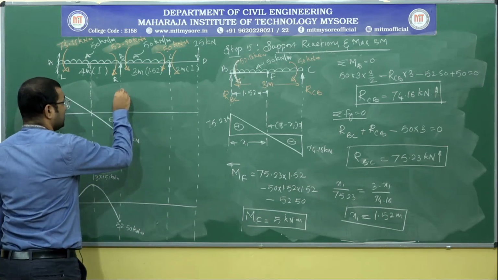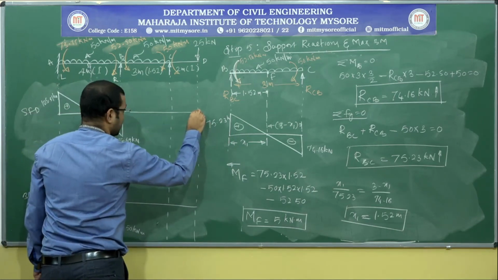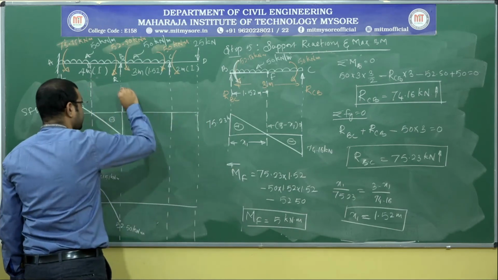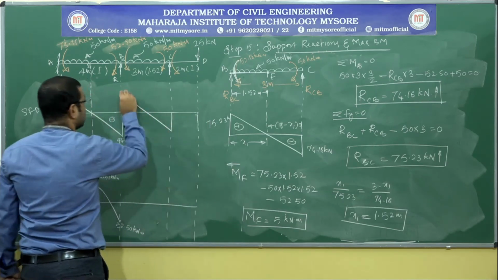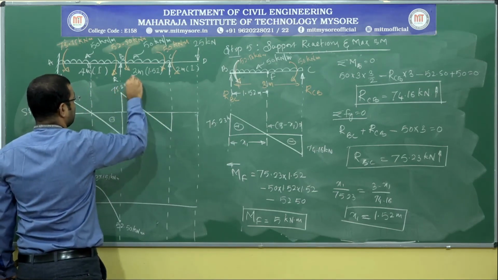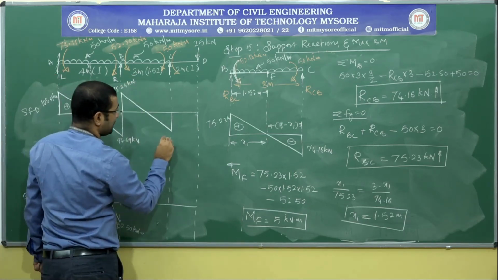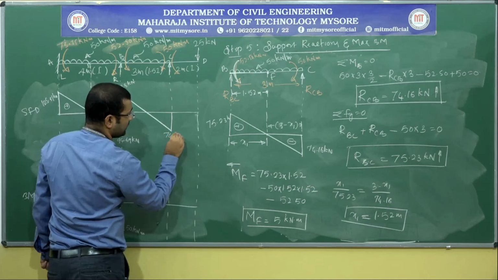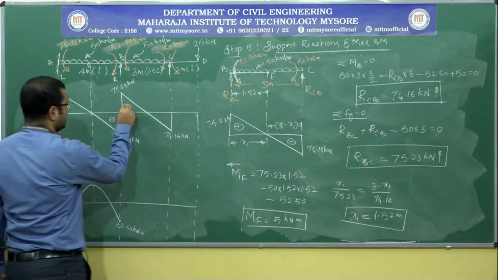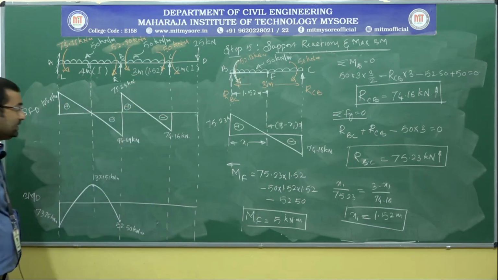So this is the same diagram which I have drawn here. So let me repeat it. So this is about 75.23 kilonewton. This is something about 74.16 kilonewton, right. It is a positive shear force, it is a negative shear force.